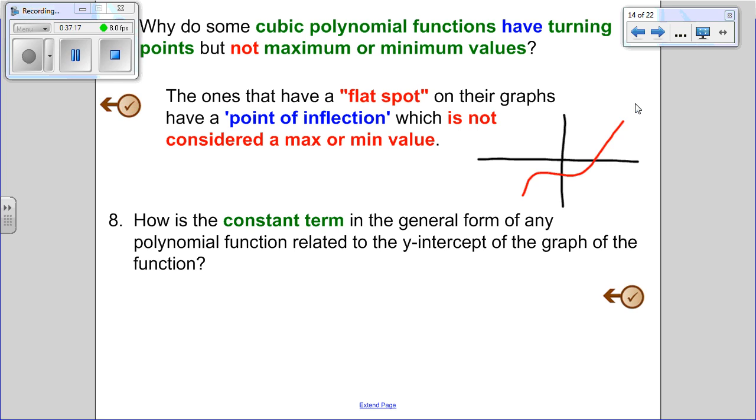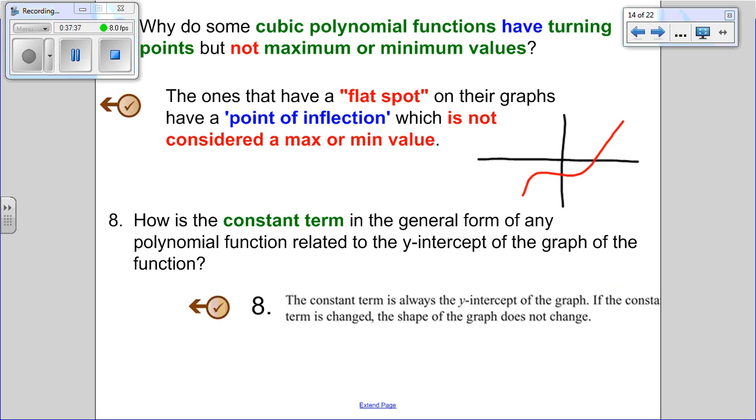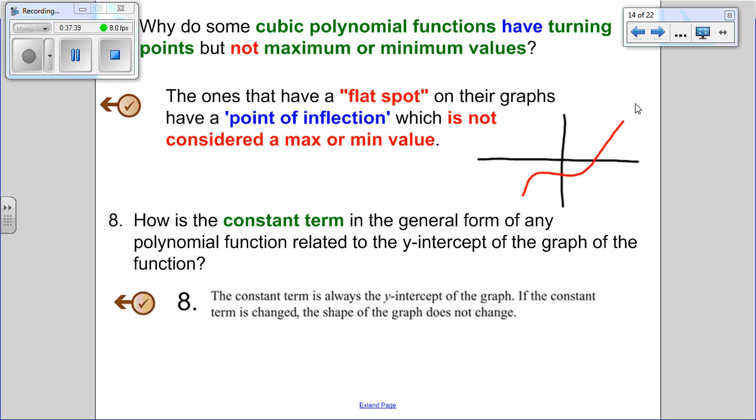How is the constant term in general form of any polynomial related to the y-intercept of the function? We've said this 2 million times. The y-intercept is the constant. If you just write y-intercept is the constant, that'll be a perfect thing to write down. That's all you need to know. So the y-intercept is the constant.